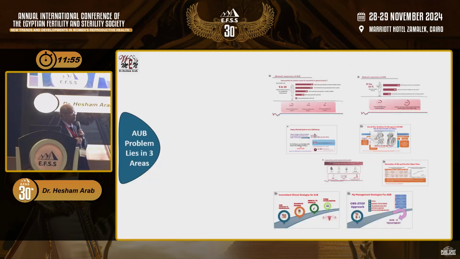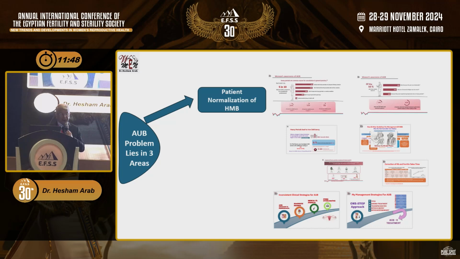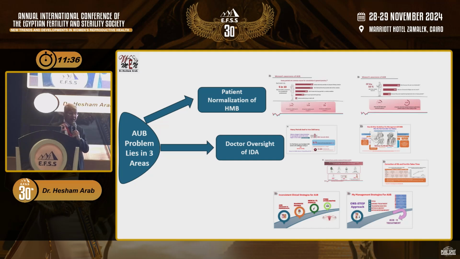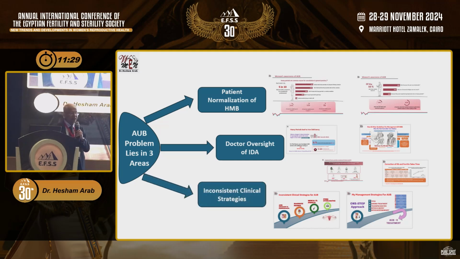Now, the AUB problem in general, I see it materialize from 3 important issues. Number one, the patient's normalization of the heavy menstrual period. That's why the patients can suffer for some time. Then a doctor's oversight, which is really something that we have to blame ourselves for. And number 3, the inconsistent management. With these inconsistent strategies, now we have to modify or at least unify them.